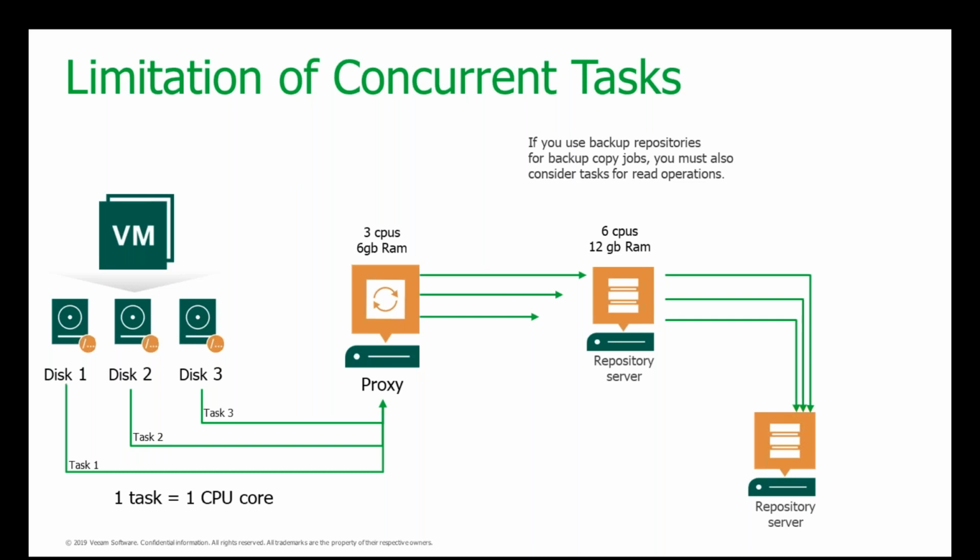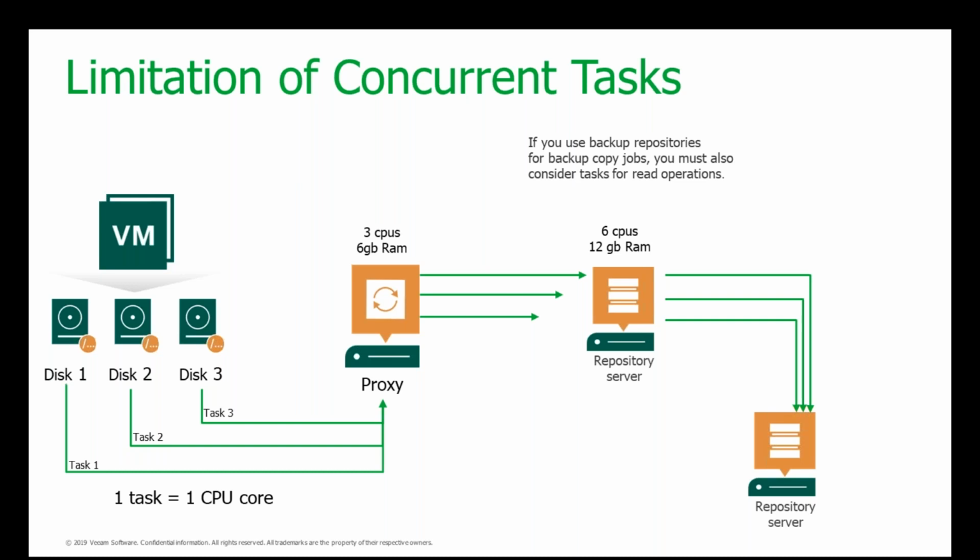And a lot of times, in this example, if you're using the 3-2-1 rule and a backup copy job or something else that's doing a read operation, that does obtain a task from the repository server while we're doing a read operation. So that's why with this one, we have 6 CPU cores and 12 gigs of RAM.